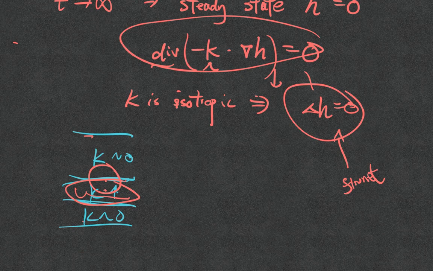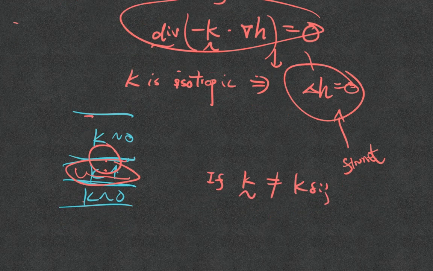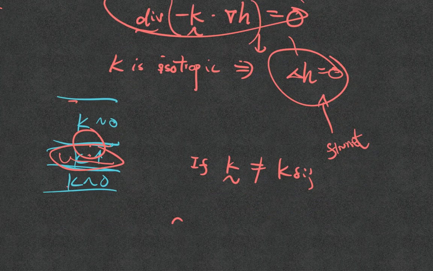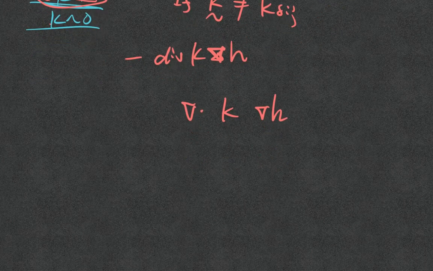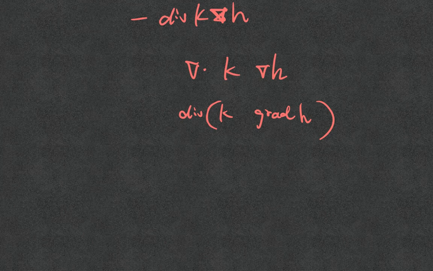If K is not equal to some kind of this thing, then it's actually anisotropic. So what is the divergence? What is the proper way to write the divergence of K gradient H? I would write divergence dot K gradient H. Or I can write the divergence of K gradient H. So what should I do?